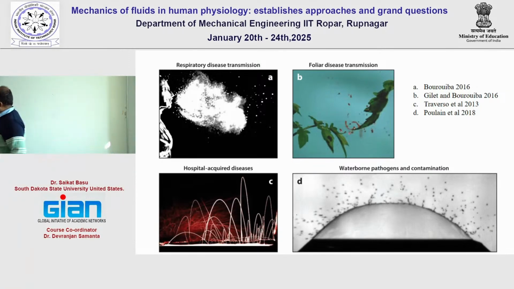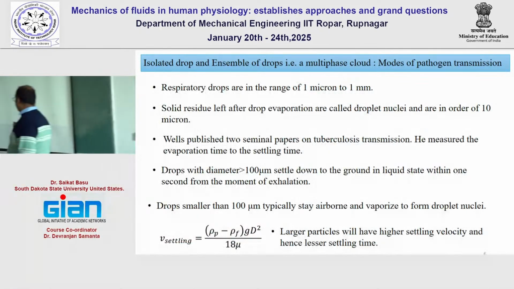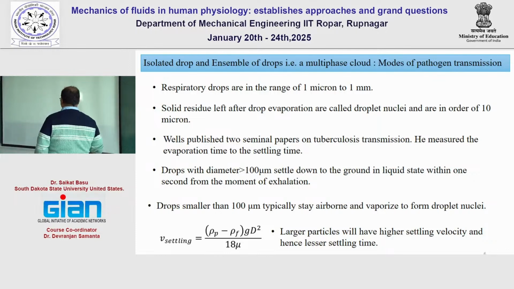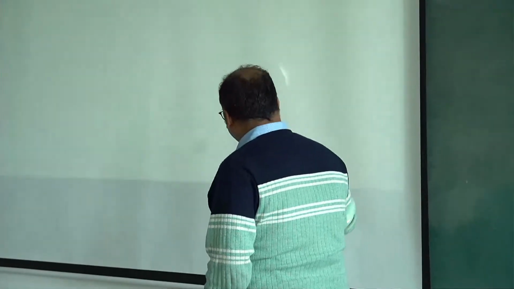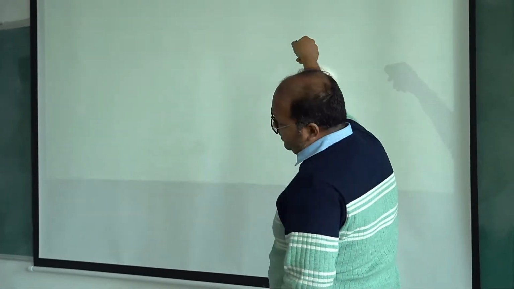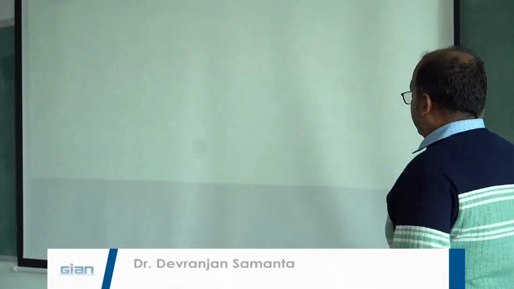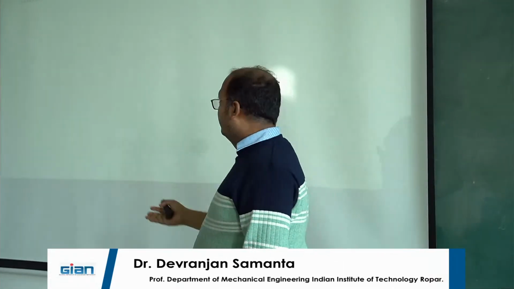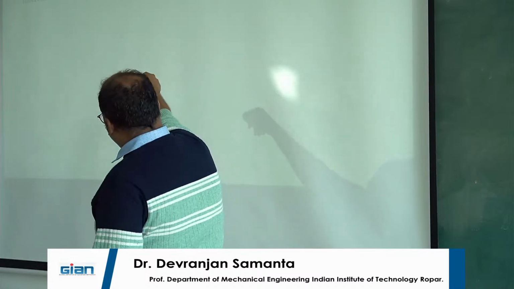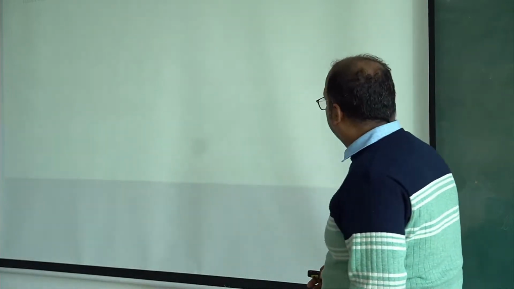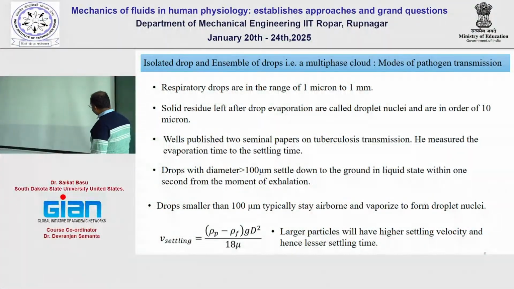So, in the context of when we cough or sneeze, there are some observations, like an isolated drop or a collection of drops. Here, the respiratory drops are basically the drops which we release in the form of coughs. They are in the range of 1 micron to 1000 microns. 1 millimeter is equal to 1000 microns. Then it can happen that it drops on the floor and eventually evaporates. That solid residue itself can be responsible for the disease transmission. And this solid residue after the evaporation is called droplet nuclei. This is just a jargon, and these are in the order of 10 microns.